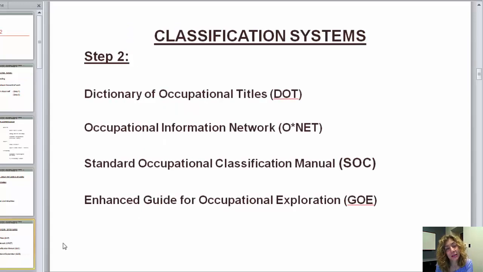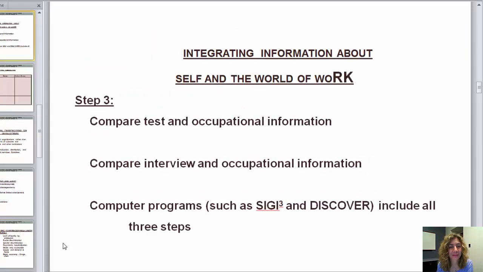Classification systems, this is part of step 2, and this is where I'm saying, go ahead and Google, check these things out. O*NET, there's an assignment on that, so I know you'll be familiar with that by the end of the week. Step 3, like I said, is really important, integrating self and work. And that's an awesome little typo. See, I must have really wanted to draw your attention there. So your sample dialogue for step 2 is on page 47 of the text, and a sample dialogue around step 3 is on page 50 of your text.